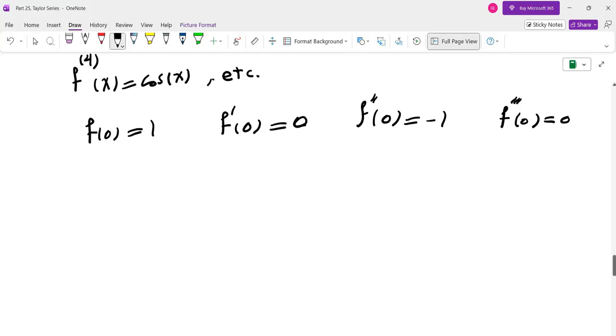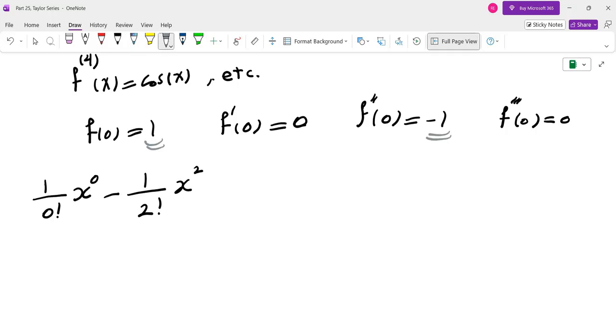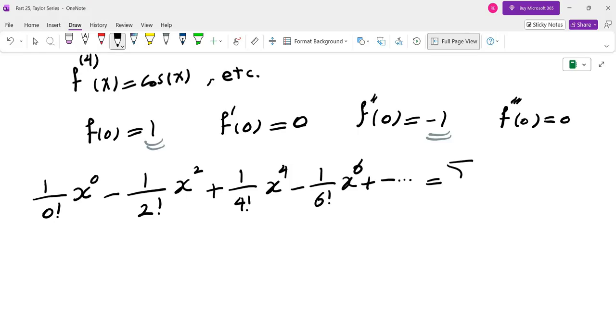So the Taylor series becomes 1 over 0 factorial x to the power of 0 minus 1 over 2 factorial x squared. As you see, it is plus 1 minus 1. The next one is plus 1 over 4 factorial x to the power of 4 minus 1 over 6 factorial x to the power of 6 plus minus etc. So we can write this as the sum. Again, we have the numerators of 1. The denominators are even factorials, so that's 2n factorial, x to the power of 2n, and n goes from 0 to infinity. The first one is 0 factorial, the next one is 2 factorial, etc.